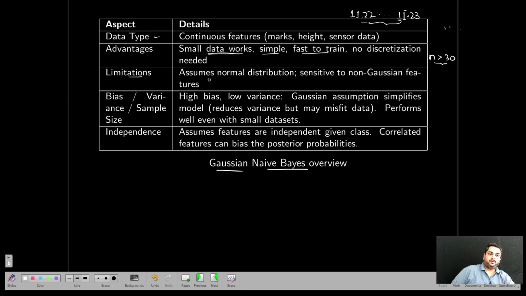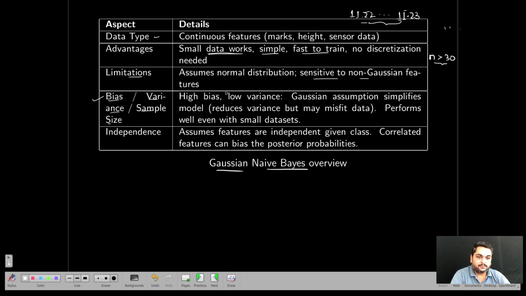So what are its limitations? You have to be very sure that your data fits a normal distribution. Else, it is too sensitive to non-Gaussian features. That means if the data does not follow a normal distribution, then you may get less accurate results. Now, what is the importance of bias, variance and sample size, and how do they affect it? These three parameters are important for your exams. Most of the conceptual questions can be asked on this.